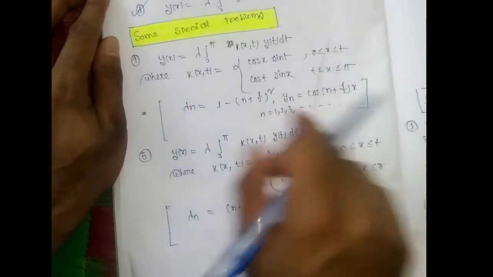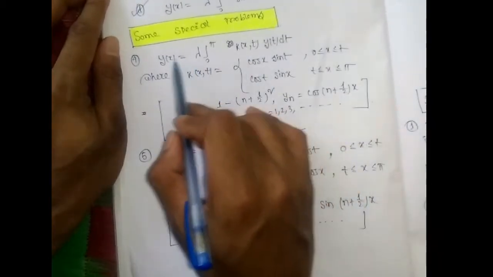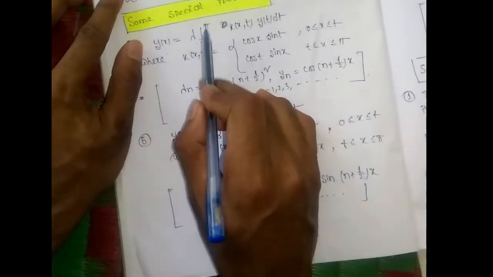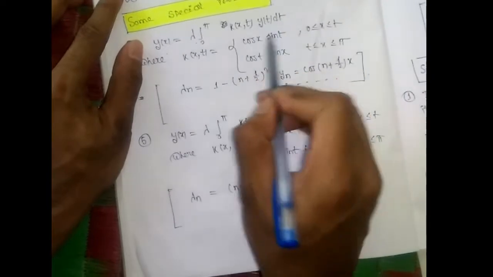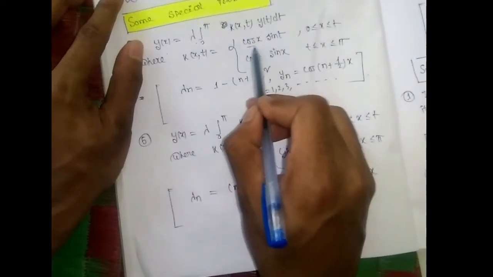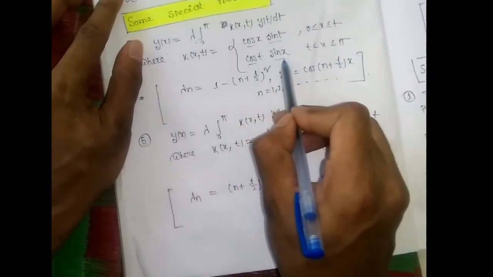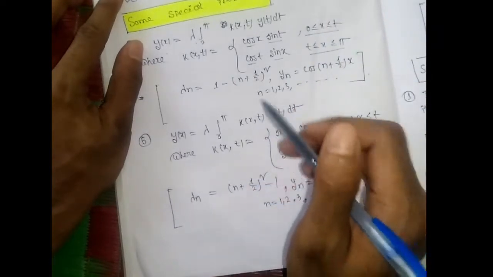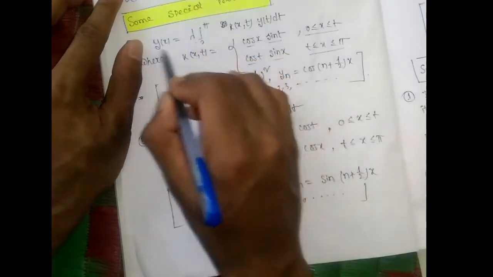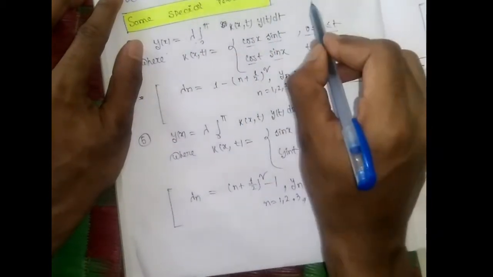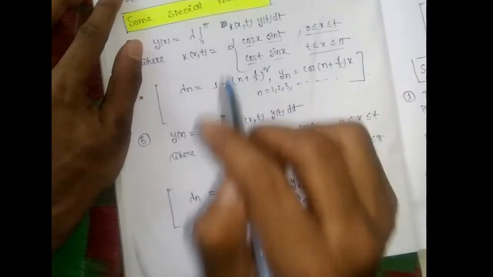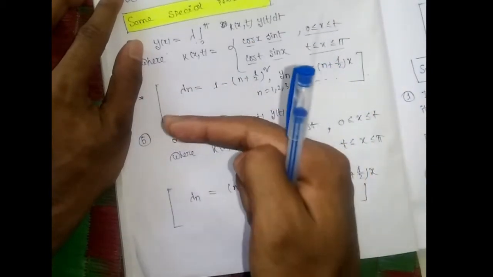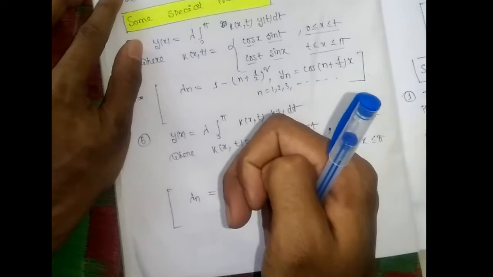Now the question is y(x) equal to lambda integration over 0 to pi of K(x,t) y(t) dt, where the kernel is defined as cos x sin t for 0 less than x less than or equal to t, and cos t sin x for t less than or equal to x less than or equal to pi. Whenever the kernel is given like this, we can write the eigenvalue directly. There are 2 methods.